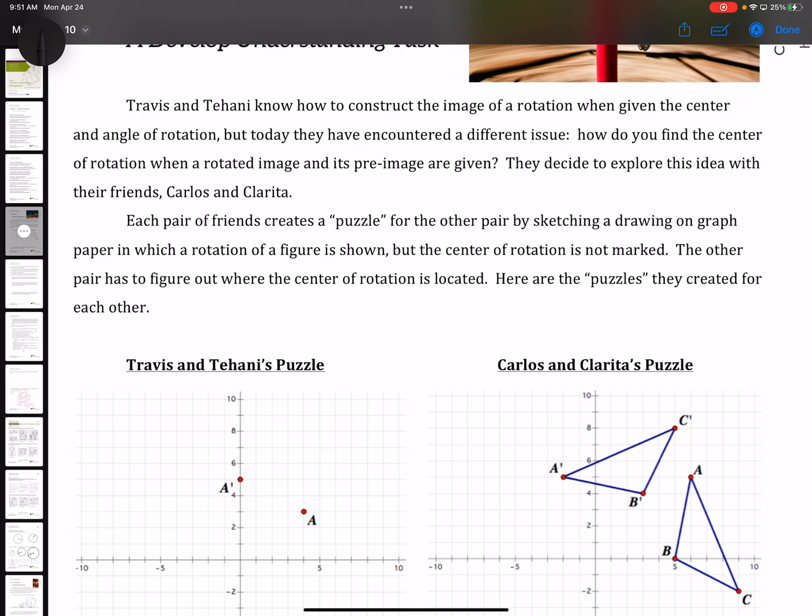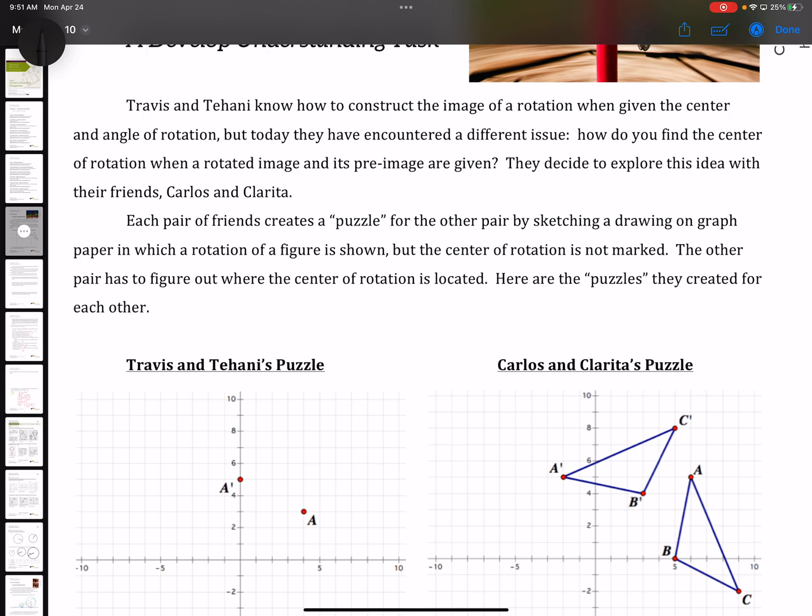They decided to explore the idea with their friends Carlos and Clarita. Very nice. Thanks for the same Carlos and Clarita. Apparently I think that it's different people every day. A group of like 4 of these. Group of mathematical, like, let's be nerds. Honestly, they're their only friends. Okay. So at least I have friends.